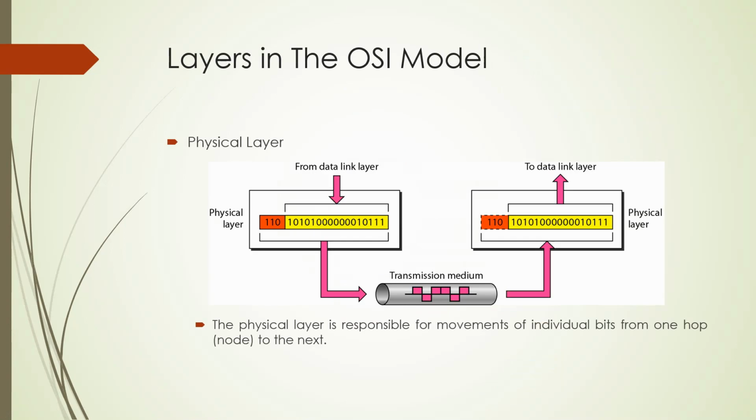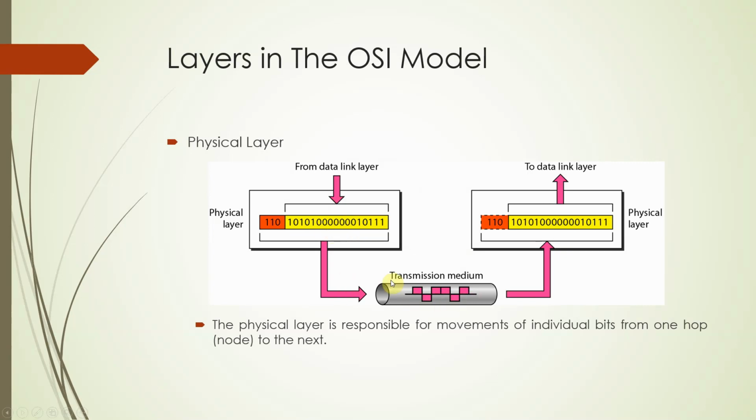Okay, now let us understand the function of each and every layer one by one. So first and foremost, we have the physical layer. Now from the diagram you can see that the physical layer is actually responsible for the actual communication of the message. Obviously the actual communication of the message is in binary bits. So you can see that from the physical layer, the data is coming from the data link layer, right? So the actual message will be sent through the transmission medium.